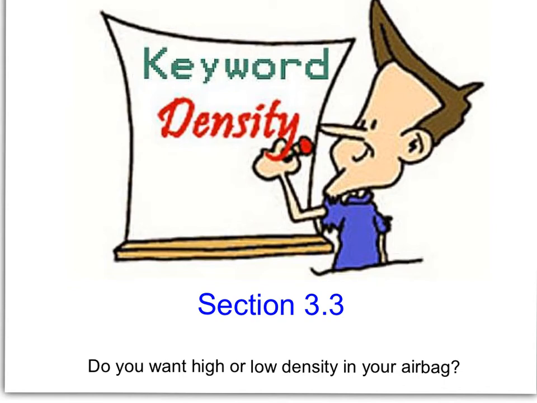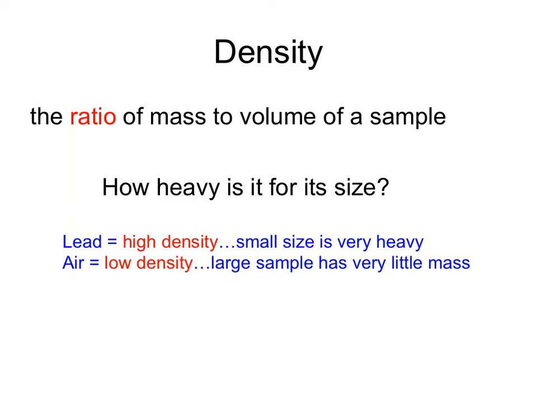Section 3.3 will focus on a physical property called density. Thinking about our airbags, do we want high or low density? Density is defined as the ratio of mass to volume of a sample. Basically, we're looking at how heavy the sample is for its size.